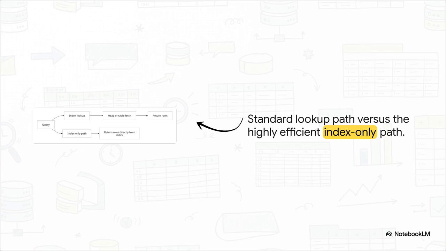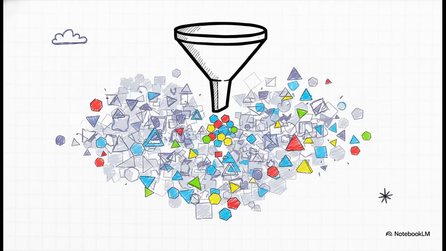You avoid the base table heap fetch entirely, which is a massive I/O savings right there. Want to save a ridiculous amount of disk space and memory? Enter the partial or filtered index. This basically means indexing only a specific subset of rows selected by a predicate like status equals open.